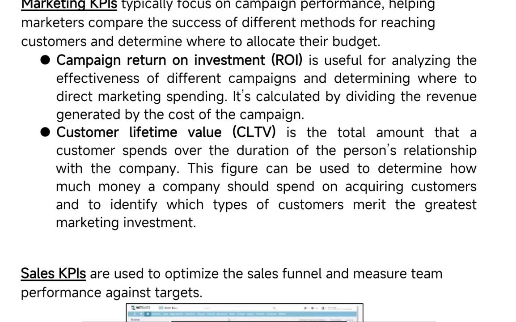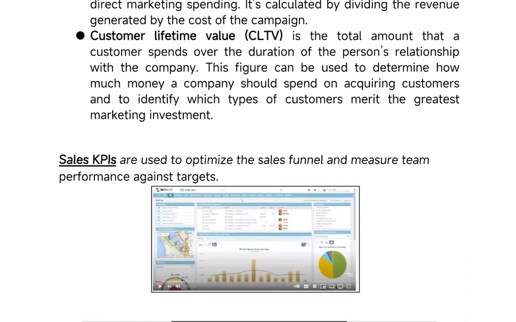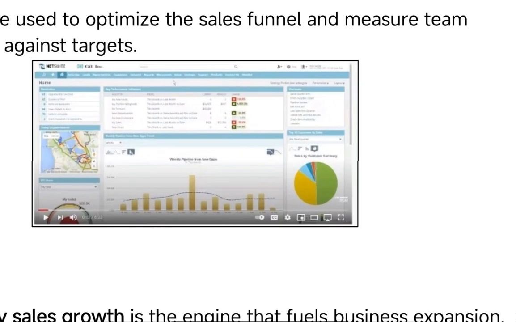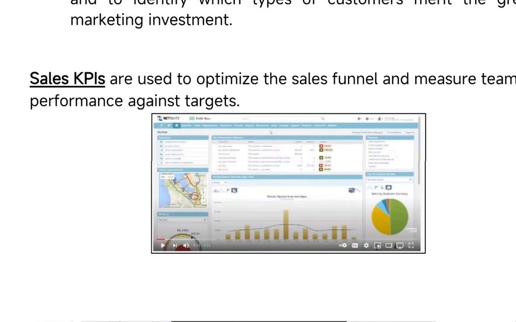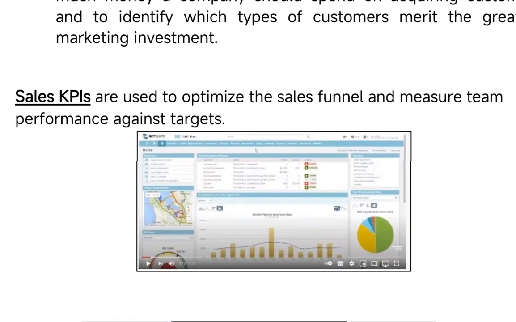Next, we have sales KPI. Sales KPI synthesizes raw data into critical business metrics used to measure the activities of an individual, department, or the business. For sales KPI, we have monthly sales growth, which means monitoring the progress of sales every month. Next, we have sales target attainment, measuring team performance compared to its target goals.